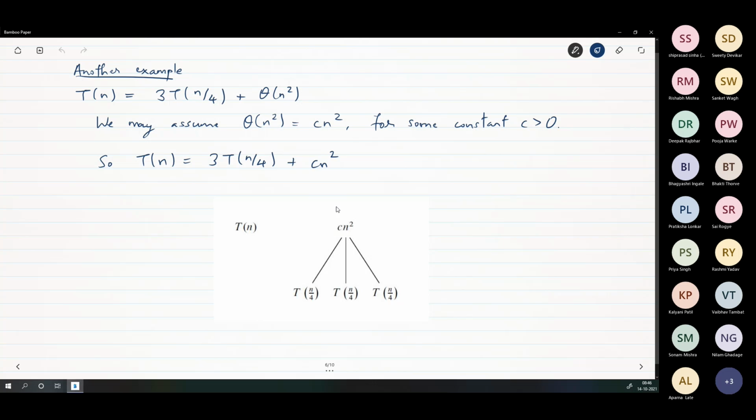I'm replacing it. So we had t of n at the top, but t of n is 3 times t of n by 4. So there are 3 branches. There are 3 things that you have to count, or t of n by 4 has to be counted 3 times. So there are now branches, 3 of them, 1 for each occurrence. And what is the cost at the nth level? What is the cost at the top? c times n squared. So that cost is already here. Okay, that's the first step.